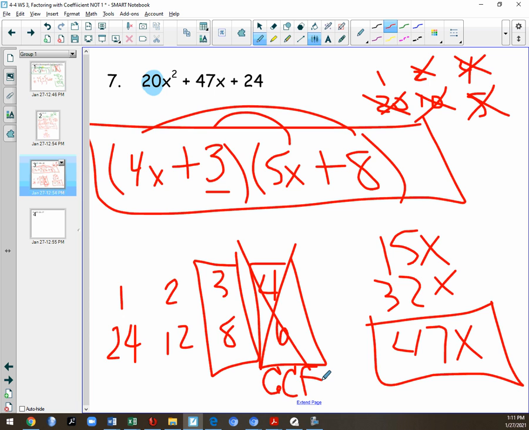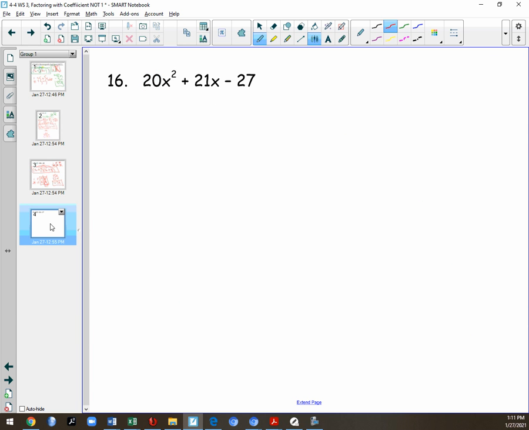the GCF rule. Okay, and the last one that I'm going to do with you guys today is going to be number 16. Number 16. Smallest number up here is 20. Factors of 20 are 1 and 20, 2 and 10, 4 and 5. 20 does not go into all of those. 10 does not go into all those. 5 does not go into all those. 4 does not go into all those, and neither does 2. So there is no GCF. So I'm going to go straight into 2 binomials.